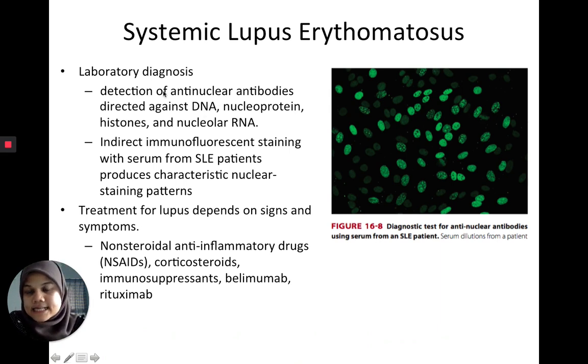So how is it diagnosed? Usually by detecting the anti-nuclear antibodies. So these are antibodies against DNA and histones, which are found in SLE. And they do this by indirect immunofluorescence staining in the serum of the patients. And they treat lupus or SLE based on signs and symptoms, so usually using corticosteroids or non-steroidal anti-inflammatory drugs.